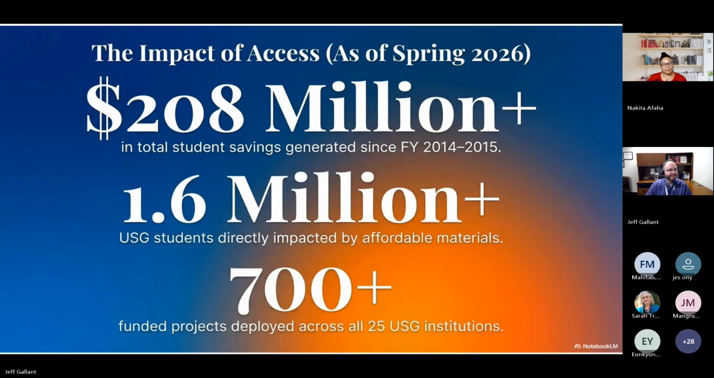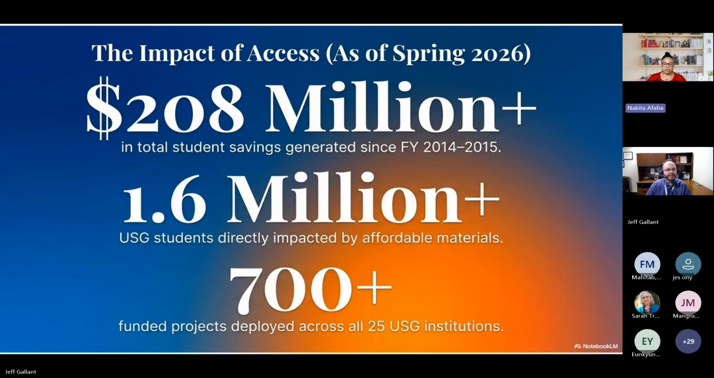Next. So what is the impact of what ALG does? We offer the grants, we give out information, and we're hoping to impact students. And how does that happen? As of spring 2026, you'll see on our website, and here's a graphic for you, that we have affected over $208 million. We're really proud of that in total student savings that have been generated since we were officially a department in 2014. That is 1.6 million students impacted by affordable materials. And those affordable materials came through 700 grant-funded projects across the university system.